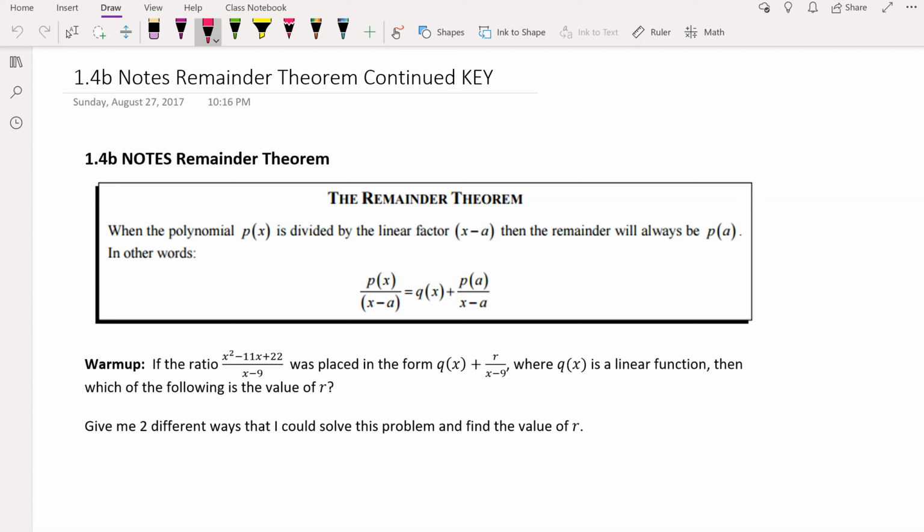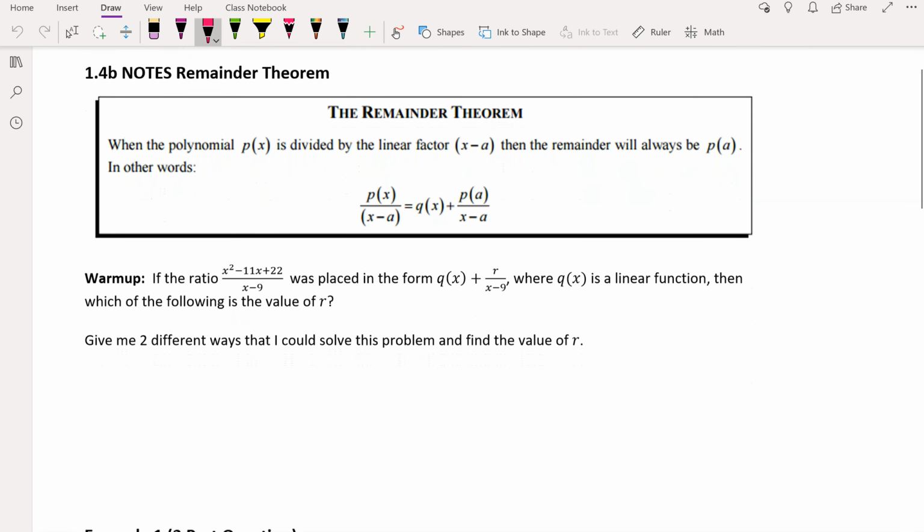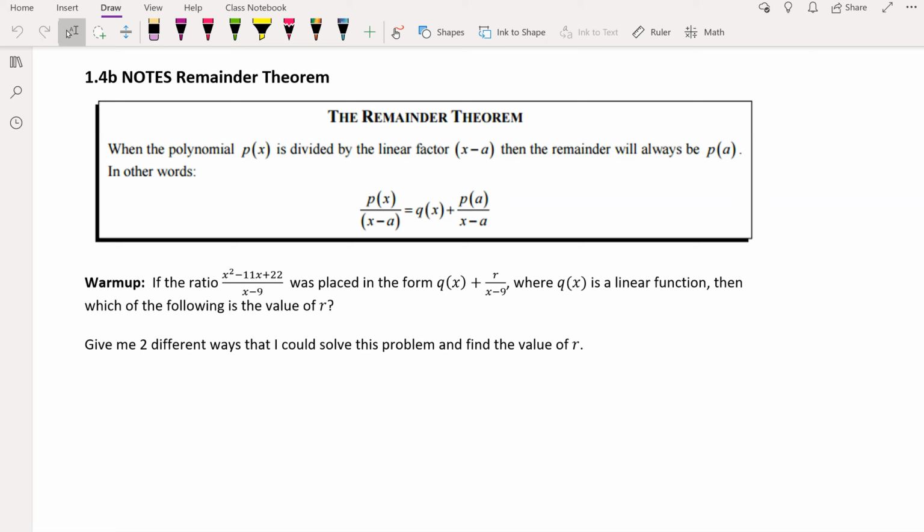All right, here we go. We are going to take some more notes on remainder theorem. So here is the remainder theorem. You do not need to write it down because we wrote it down last class, but this is a different version, same thing, written a different way.